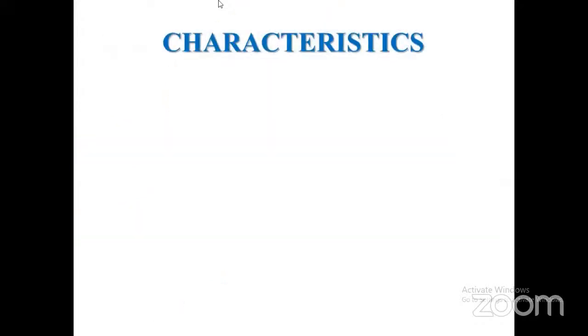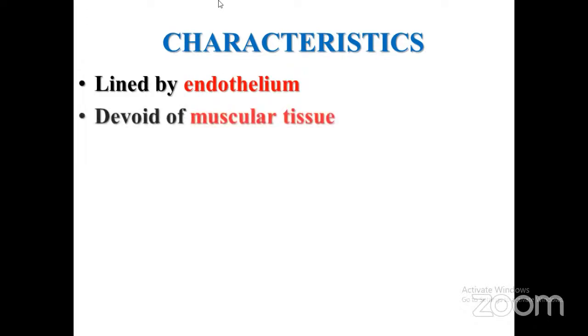So what are the features of these dural venous sinuses? They are lined by endothelium. As you already know, sinus means gaps. We have seen sinusoids, wide diameter capillaries, which are lined by endothelium. And these dural venous sinuses are devoid of muscular tissue. So they don't have any muscle coat or muscle layer for support. That's why with any damage to dural venous sinuses there will be profuse bleeding, because there is no constriction by muscle, as they are devoid of muscular tissue.